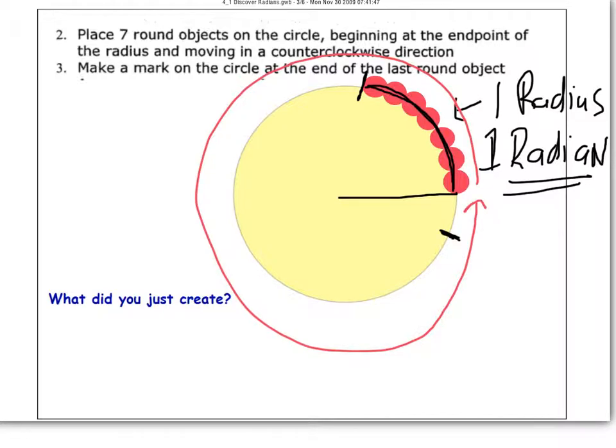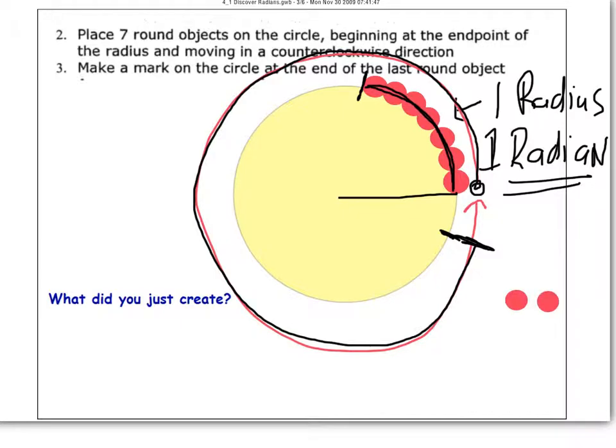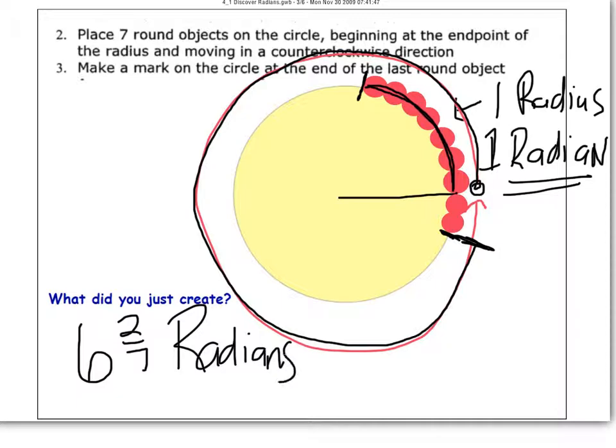Now, what you ultimately should have noticed is if we started here, it's going to take about 6 of these lengths to get me to about right here. And then we're going to have a little bit left over. So the question is, how much is left over? Well, if you take your other Smarties, you're going to end up noticing you can lay about two more extra Smarties around. So what it's taken you is 6 radians and then 2/7 of that last string of the Smarties. So it's going to be 6 2/7 radians to get around the circle.